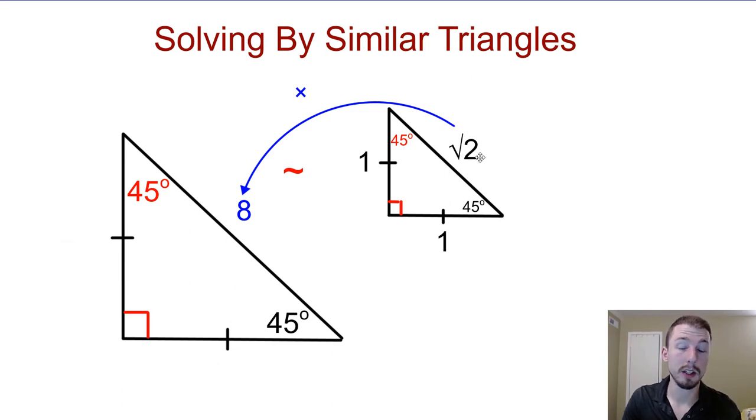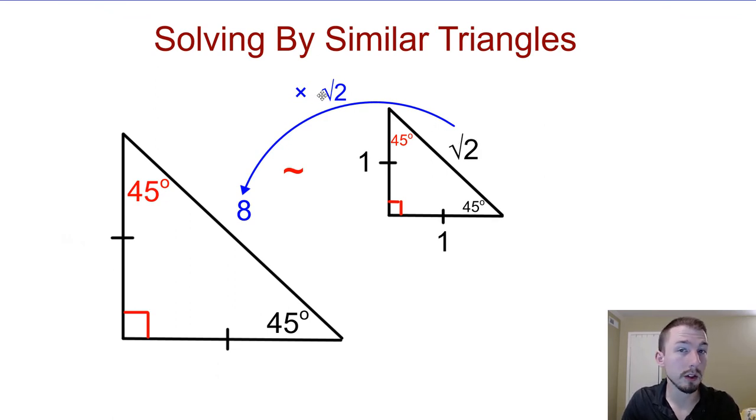Well, the first thing is I have to get rid of this radical. So I'm going to multiply it by a radical 2. So what is rad 2 times rad 2? Well, it's radical 4, which is really just 2, right? So if we square or multiply radical 2 by itself, it undoes the radical and gives us just regular 2.